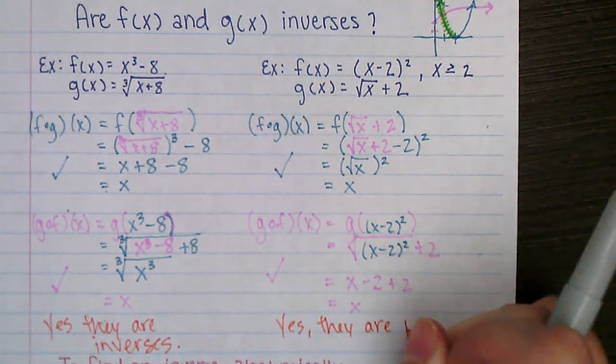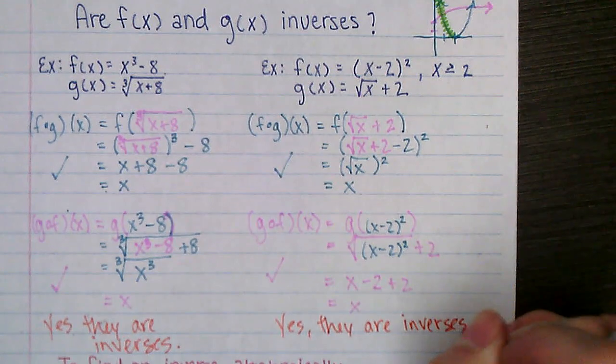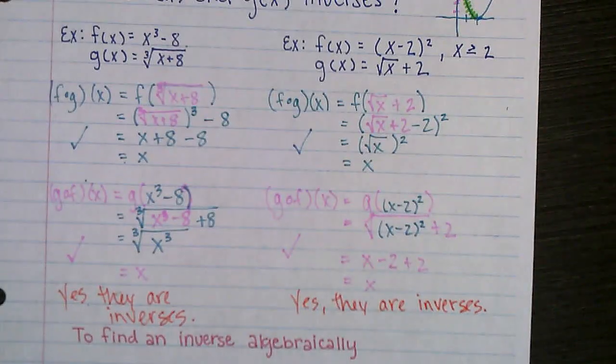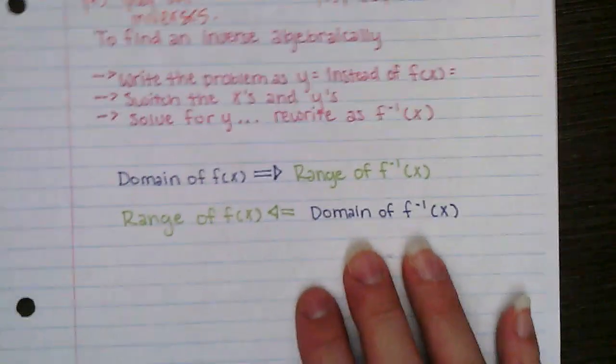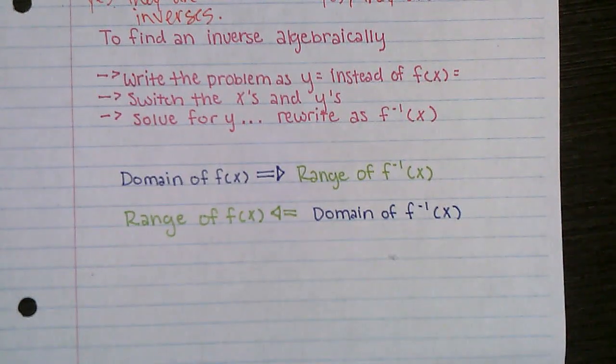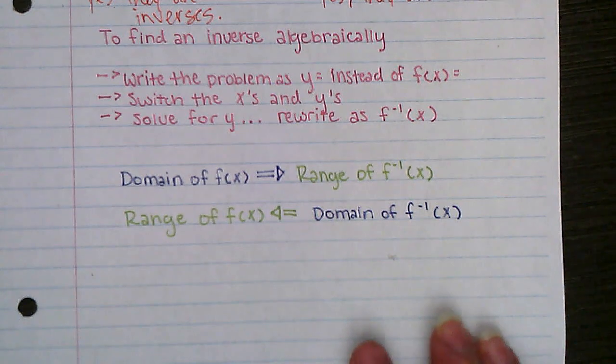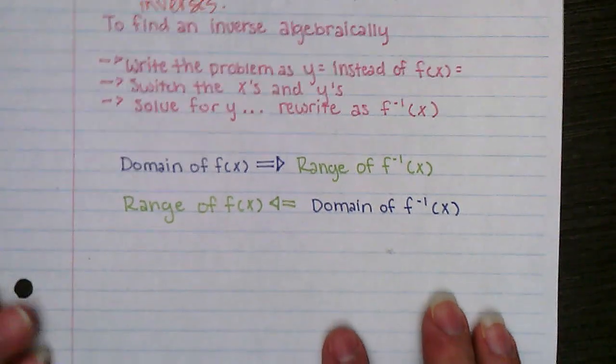Now, if they were not inverses, we would not end up with just x at the end. We'd end up with something different from x. So if it's anything other than just an x, you'd say no, they're not inverses. Okay, now we also need to be able to find an inverse if we're given a function. I'll tell you that you can't find inverses for every function, but you won't be asked to find one if you don't have the ability to do that.